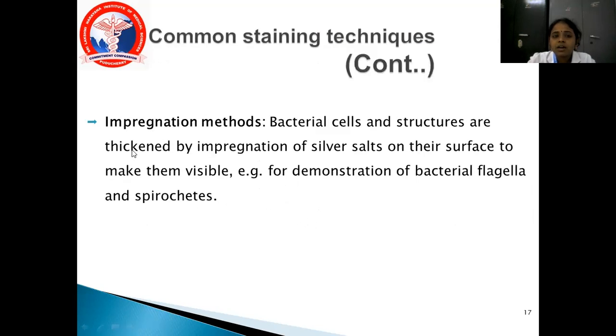Coming to the impregnation method, the bacterial cells and structures are thickened by impregnation of silver salts on their surface to make them visible, for example for demonstration of bacterial flagella and spirochetes. Spirochetes are very thin bacteria, so for thickening we use the impregnation method, which makes them more visible.